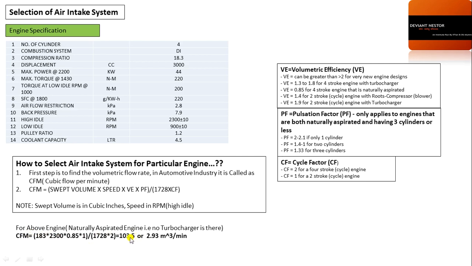Cubic feet per minute: feet is a unit of length, and per minute means time, so cubic length per minute gives the volumetric flow rate. If we convert it into cubic meters per minute, it gives us 2.93 cubic meters per minute. It means this engine requires 2.93 cubic meters of air every minute. So in the selection of the air intake or air cleaner, we got the first value, the volumetric flow rate, which is 2.93 cubic meters per minute.